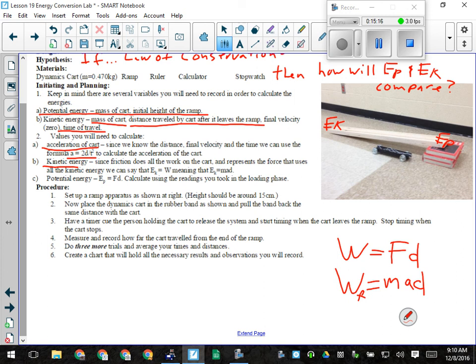Put the dynamics cart on the top of the ramp, not in the rubber band. Whoops, that's from the old version of this. Then have the timer cue the person holding the cart to release it. Let it roll down the ramp. Start timing when the cart leaves the ramp. Really important that that is when we start timing, not while it's going down the ramp. We don't want that part, just when it leaves the ramp.